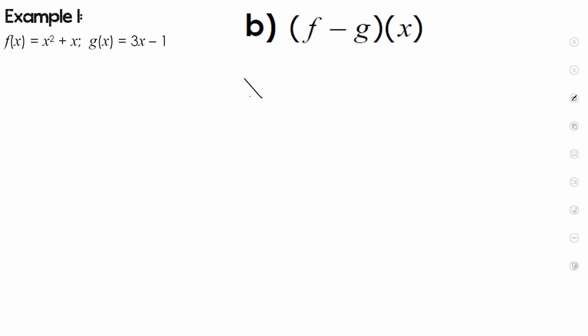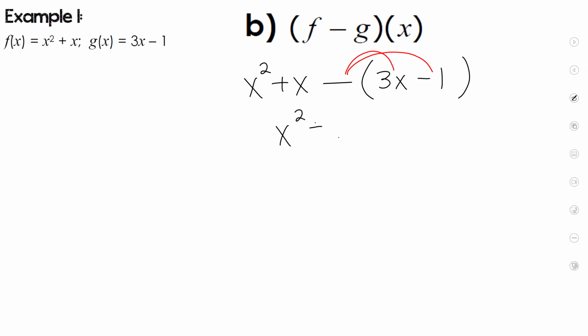So we have x squared plus x. We are going to subtract g of x. Whenever you are subtracting, you need to put it in parentheses because we will distribute this minus sign. So I will get x squared plus x minus 3x plus 1.